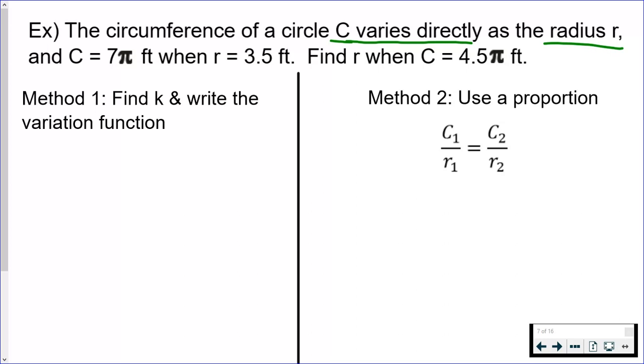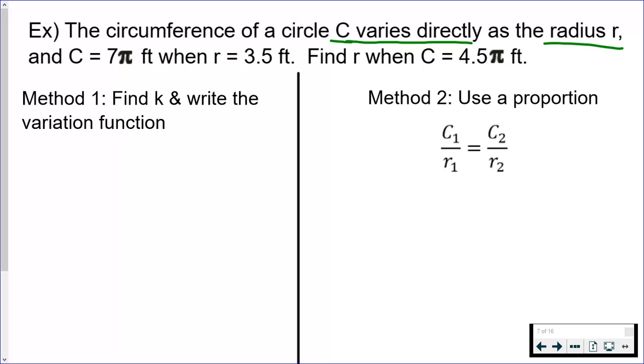They also tell us that C is 7 pi when R is 3.5. We're going to find R when C is 4.5 pi. So there's a lot of information to organize here.